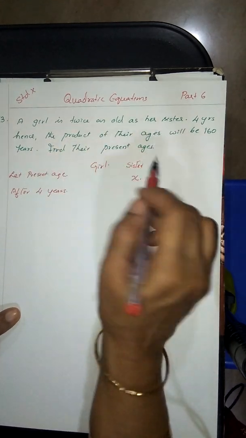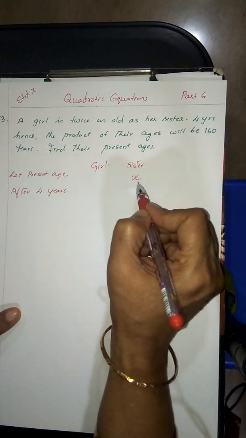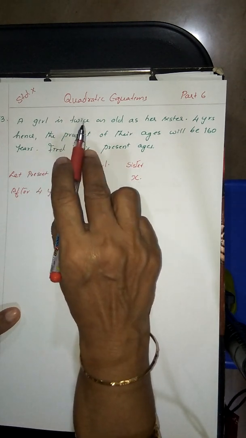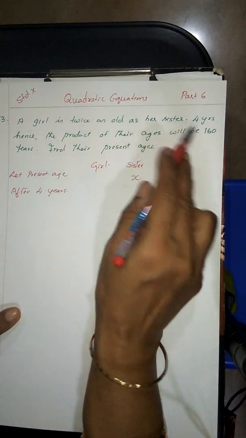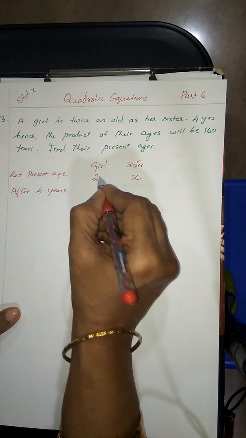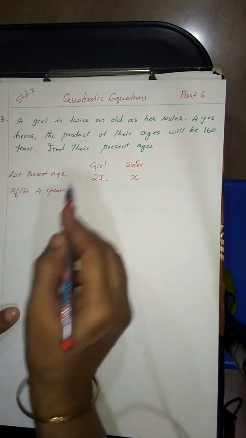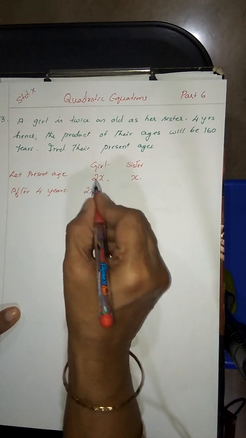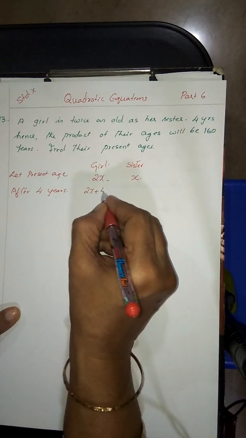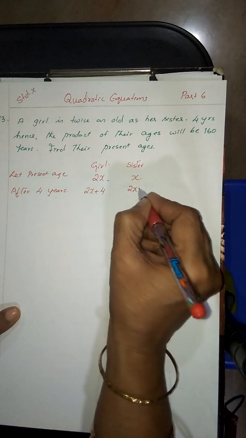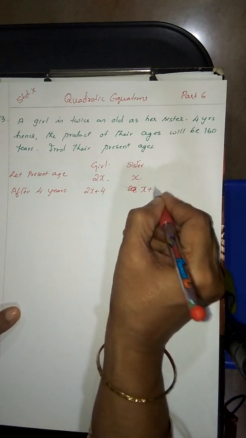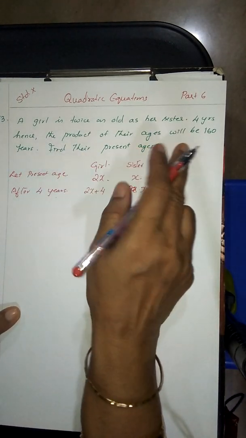compared to the sister. So we have to assume the sister's age is x. The girl's age is twice as old as her sister, so the girl will be 2x. Now 4 years hence, so after 4 years, the ages of both the girl and the sister will increase by 4. So this will be x plus 4 and here 2x plus 4.